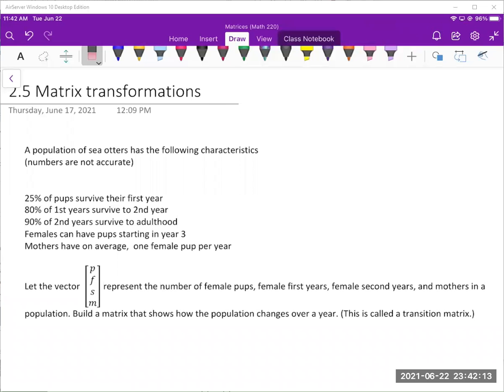Okay, we're going to look at an example of a matrix transformation that's based around an application. I wanted to start by saying this is kind of a toy example. The numbers are not true to life, but this gives an idea of a kind of matrix transformation that we could build.